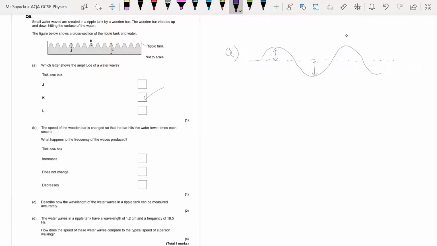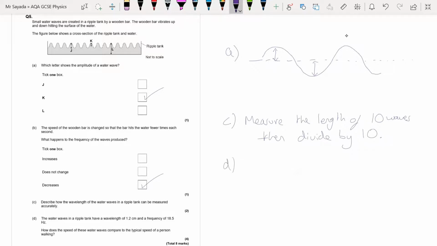The bar now hits the water fewer times each second. So just like earlier, that's now going to decrease the frequency because there's going to be fewer waves per second. How the wavelength can be measured accurately. The way to do this accurately is you have to measure over several waves. So you would measure the length of usually 10 waves, then divide this by 10. This is because if we take bigger measurements, we're going to be more accurate. So it's always better to take the biggest measurement possible and then divide by how many waves you measured over.